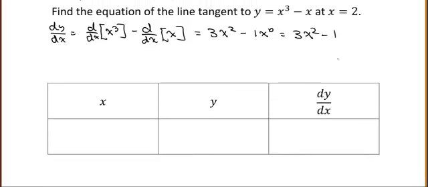All right, now we're finding the equation of the line tangent to the curve at x is equal to 2. At x is equal to 2, notice the x value will just be 2. The y value will be given by this formula, 2 to the third minus 2, which would be 8 minus 2, or 6.